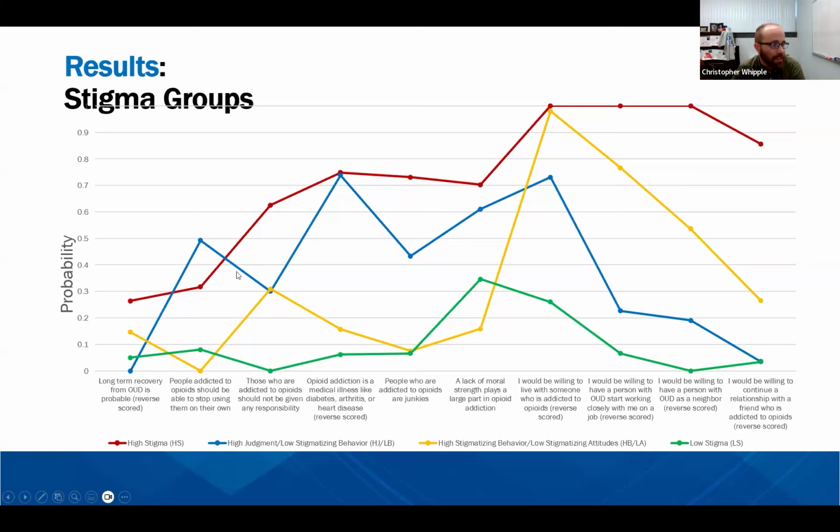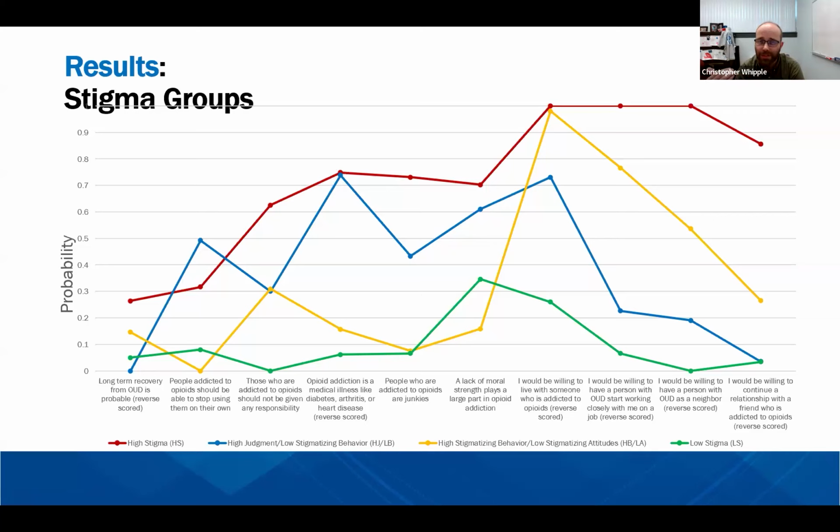This blue line is an interesting one. It represents people who had high scores on some of the attitude and belief questions, but relatively low scores on the behavioral questions or the relationship questions. So you can see here, they tended to be more stigmatizing on questions like people should be able to stop using opioids on their own, or opioid addiction is a medical illness. They weren't very supportive of that idea. They were also more likely to say that a lack of moral strength plays a large part in opioid addiction.